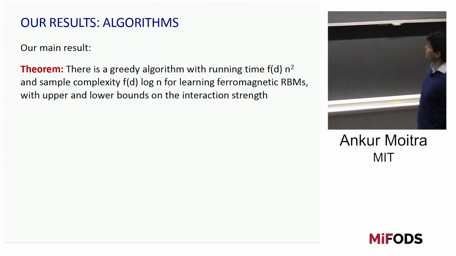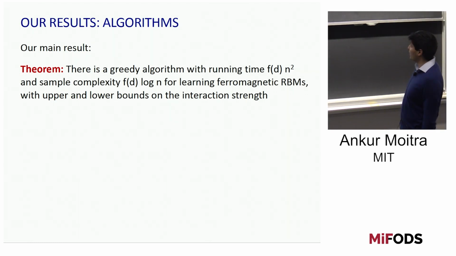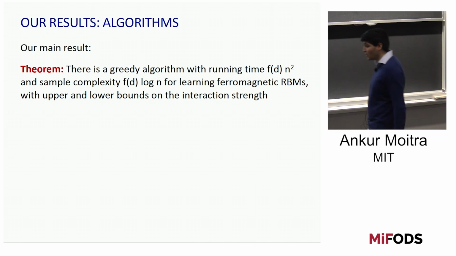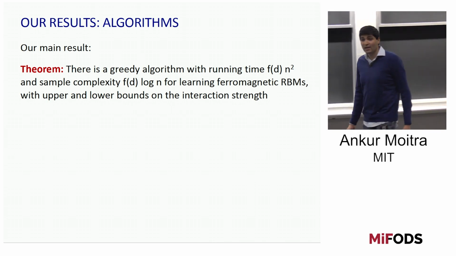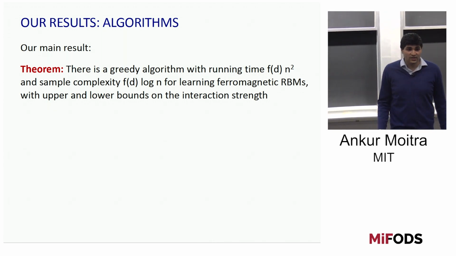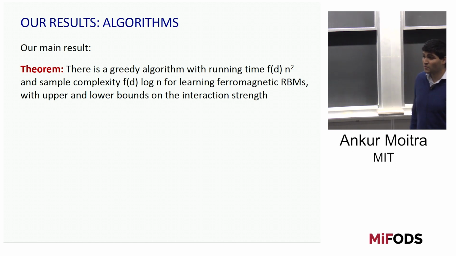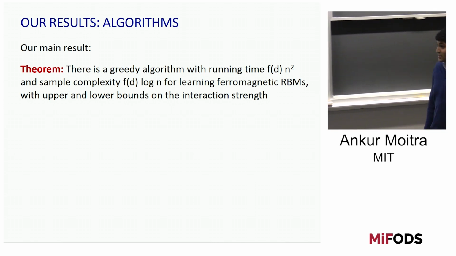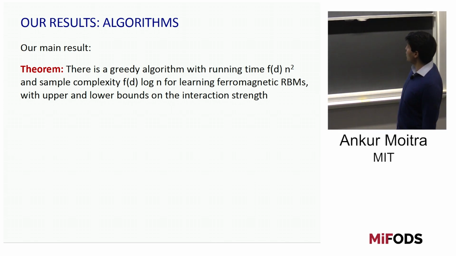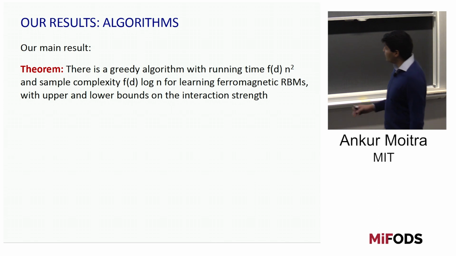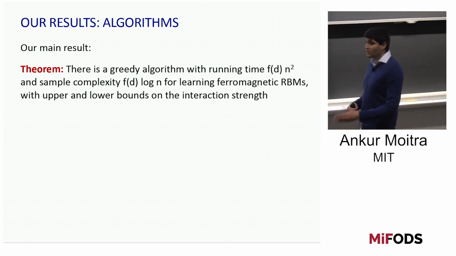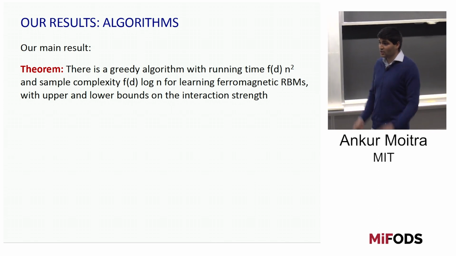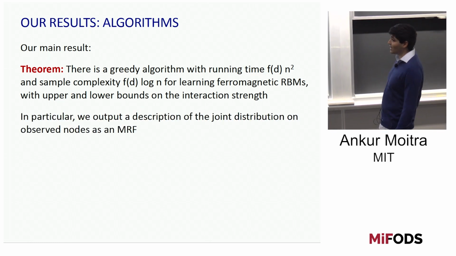So the main result, for which I'm going to show you some of the key ingredients of the proof, is that there's a simple greedy algorithm for learning ferromagnetic RBMs. If their max degree is D, these algorithms run in f of D times polynomial in n time, f of D times n squared. And the sample complexity is even better. It's f of D times log n. And you need some sort of upper and lower bounds on the interaction strength, which is needed for identifiability. I'll go into that later.